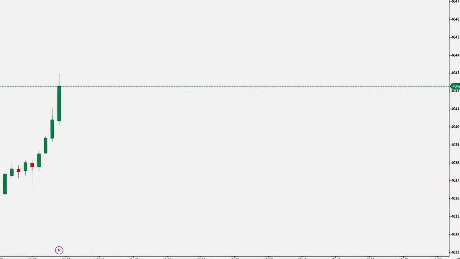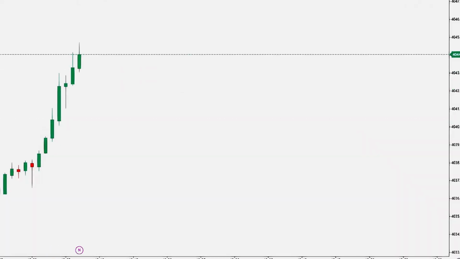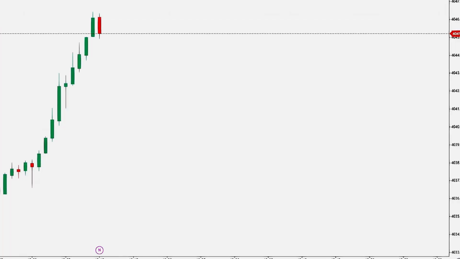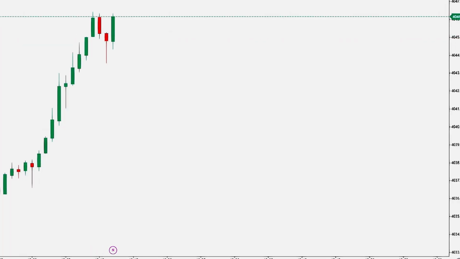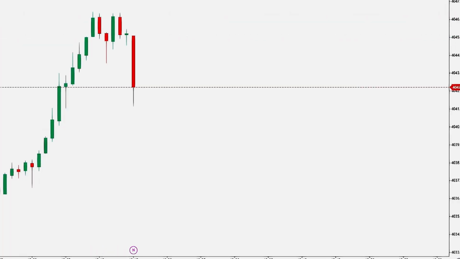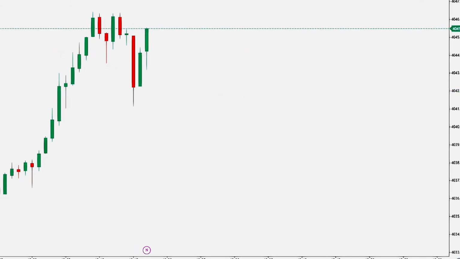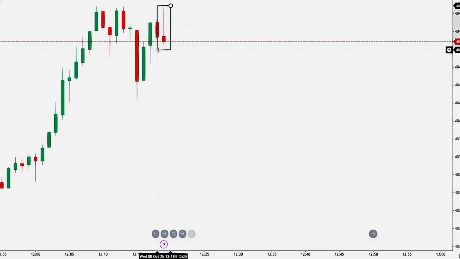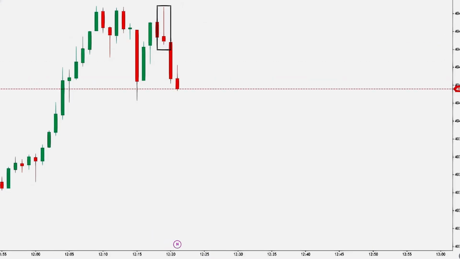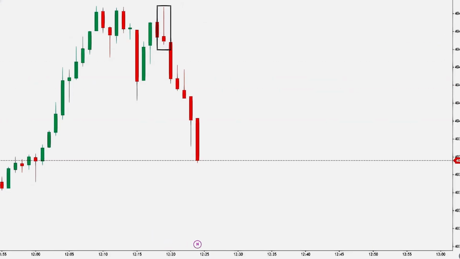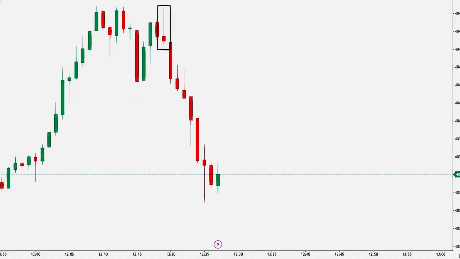Here is an example on the chart. In this chart, the market is in a strong bullish trend. After a brief pullback, a shooting star candle forms at the top, signaling that the rally is losing momentum. Shortly after, the price reverses sharply downwards.